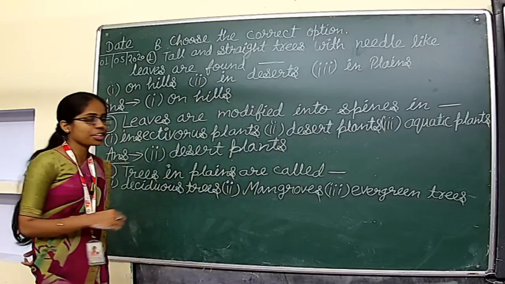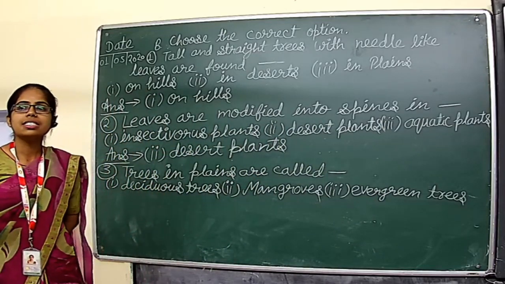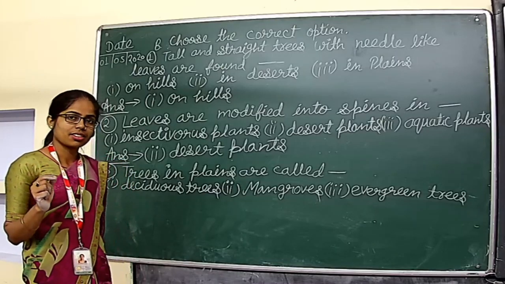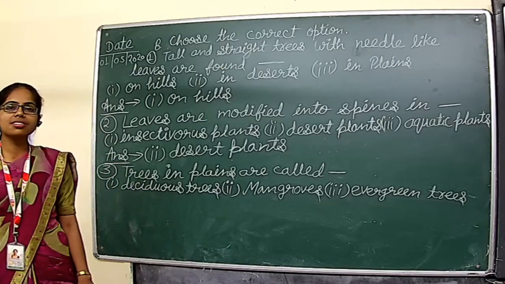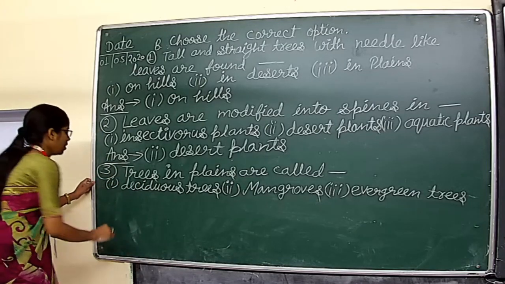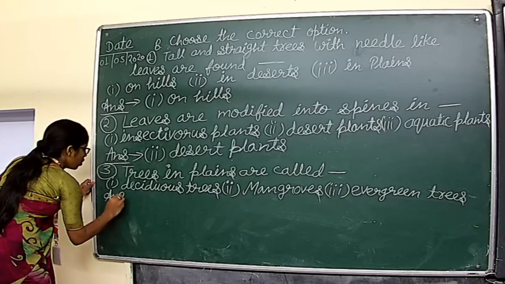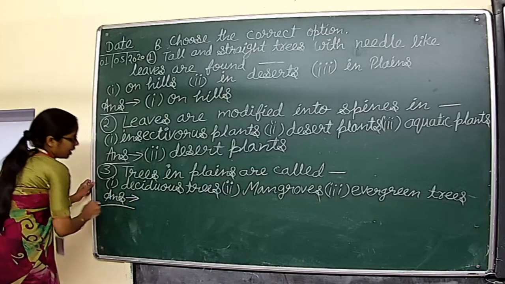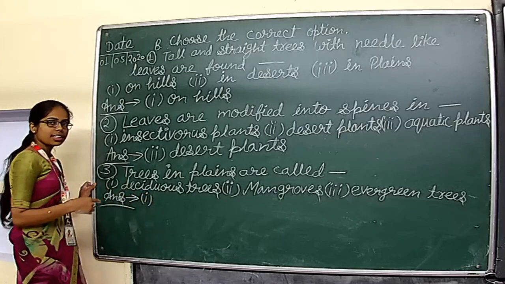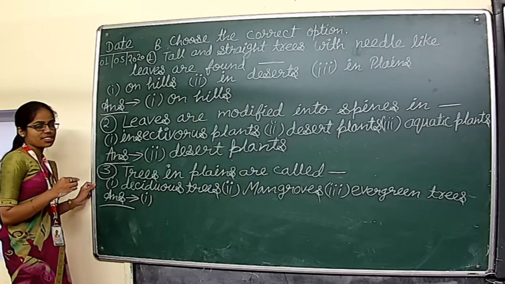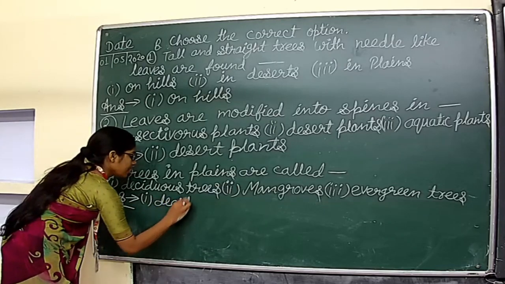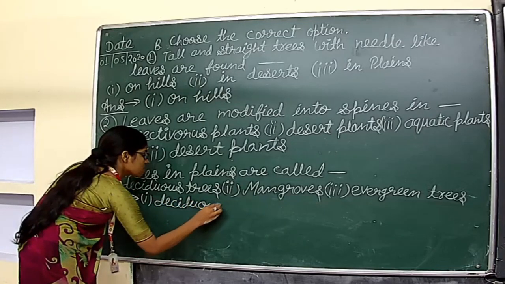In this question, it's given about trees in plains. So the correct answer for this question is: trees in plains are called deciduous trees. What are they called? Deciduous trees. So which option is correct? Here, the first option is correct. Deciduous trees.